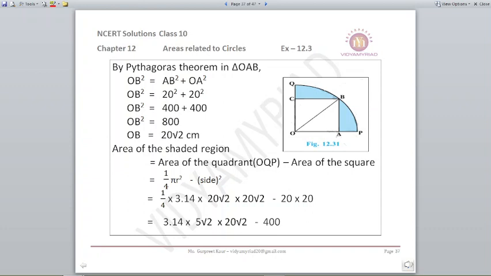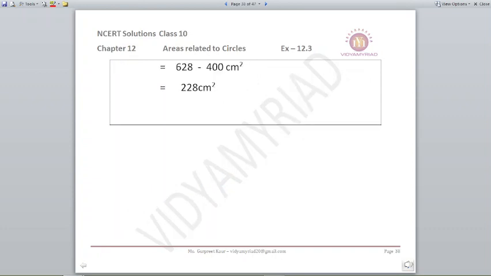So quadrant formula is half pi r square minus area of the square, that is the side square. So we know pi here taken as 3.14, radius is 20 root 2 into 20 root 2 minus 20 into 20. Just solve this, you get your answer as 228 centimeters square.